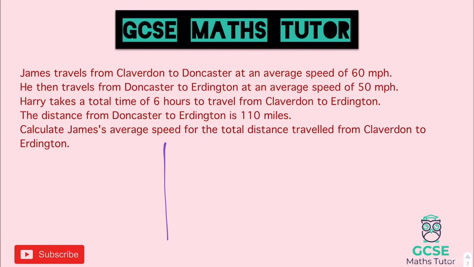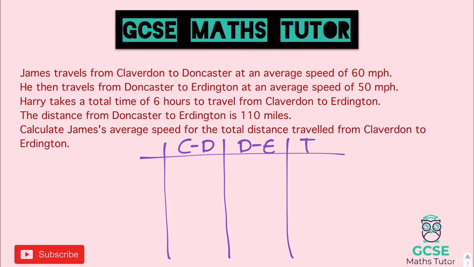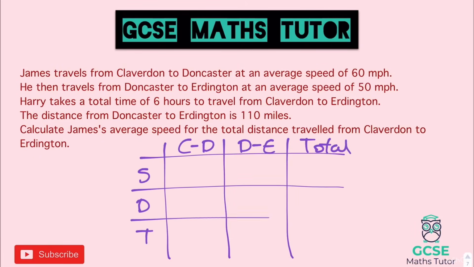Okay, so for this one here then, let's draw our table. We've got C to D, we've got D to E, and then we've got our total. There we go. And we're looking for a speed, a distance, and a time. And let's just draw our formula triangle in again. Speed, distance, time. There we go. And we'll make sure we keep using that throughout every question.